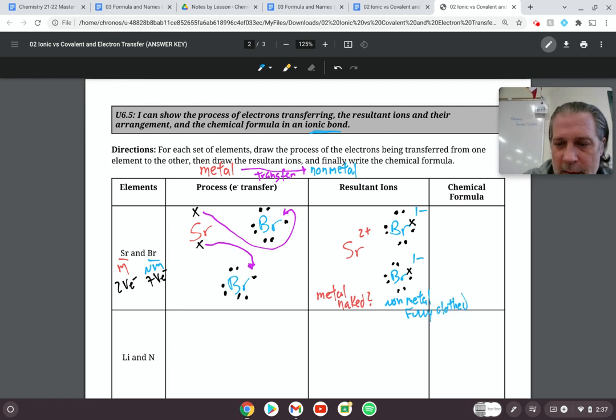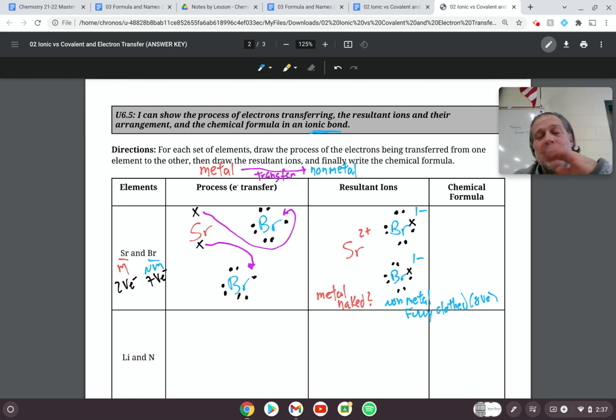That is, does it have 8 valence electrons? And in this case, our nonmetals all have 8 valence electrons. They're good to go. And the metal doesn't have any valence electrons. Well, it technically does, but it lost the ones that were in its valence shell.